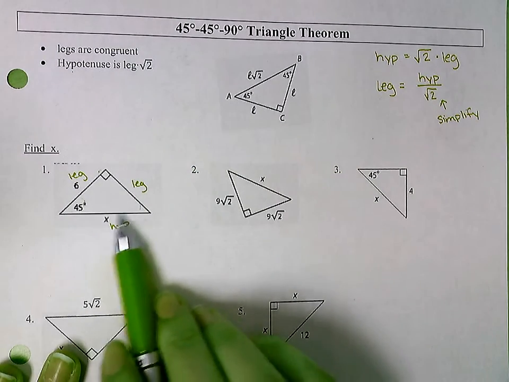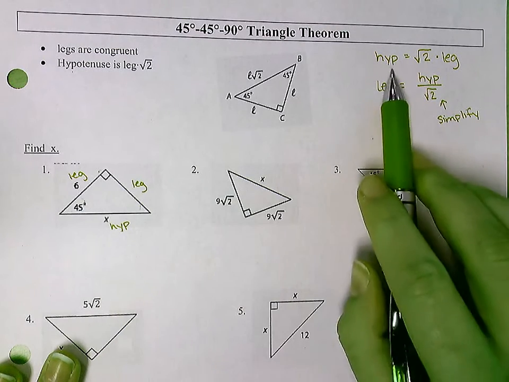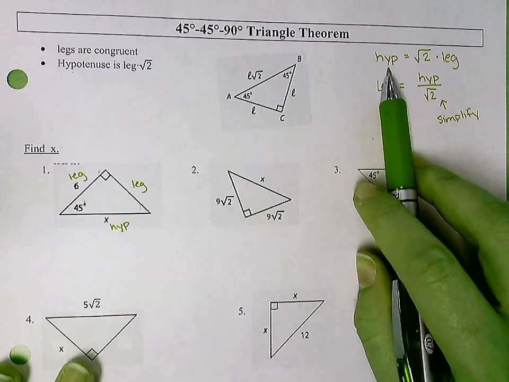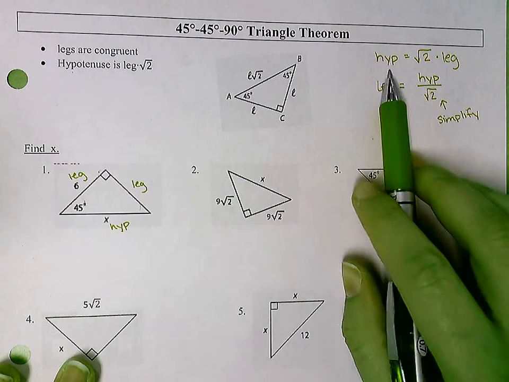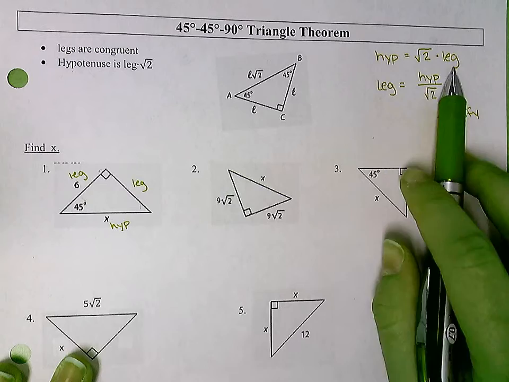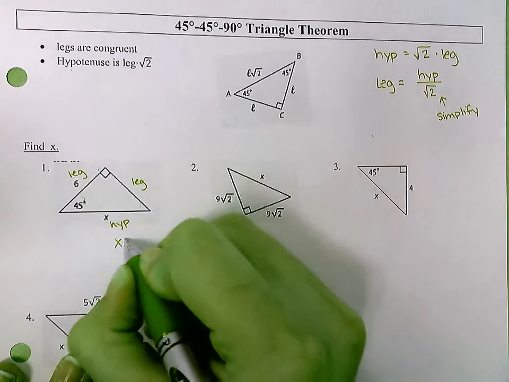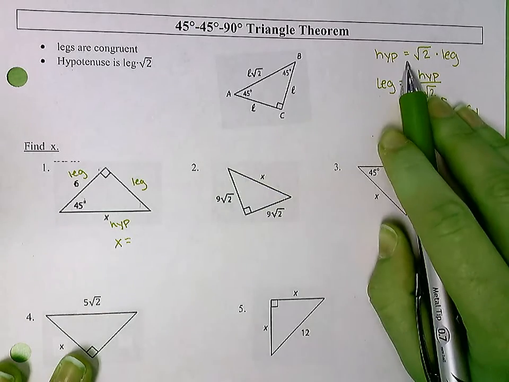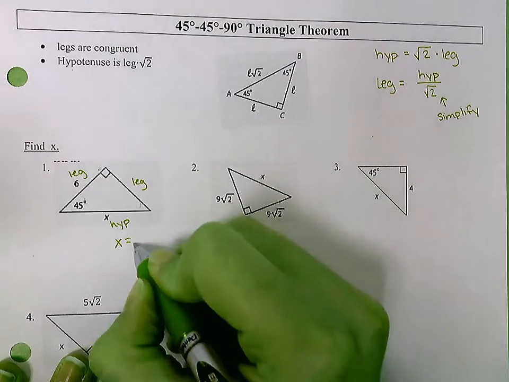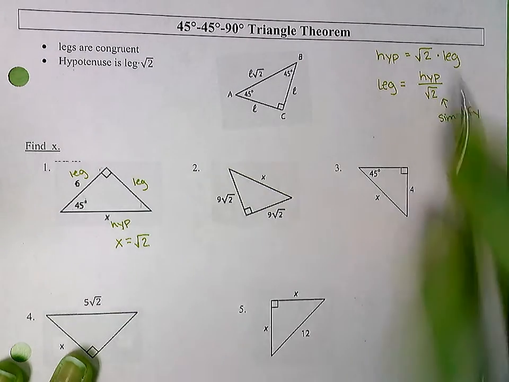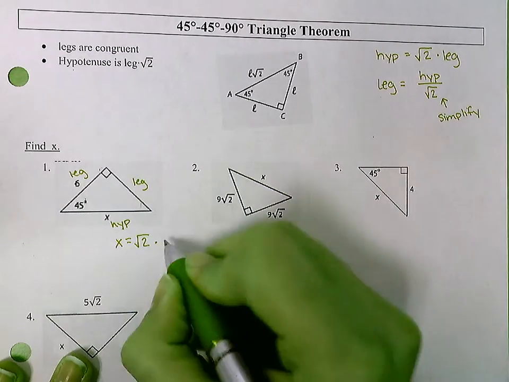Now, since I'm looking for the hypotenuse, I'm going to go to the equation that says hypotenuse equals. And I'm going to plug in what I know. So the hypotenuse is x. Then I have equals the square root of 2 times a leg. Well, the leg is 6.